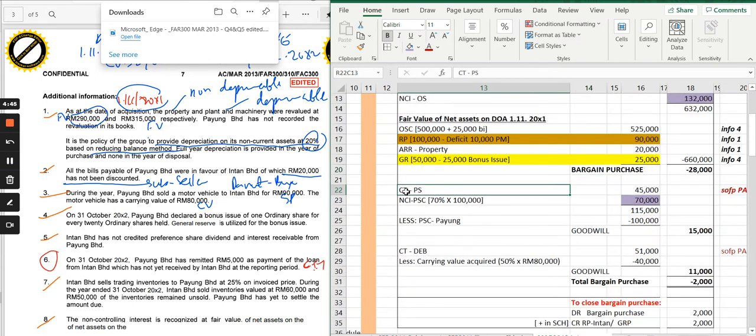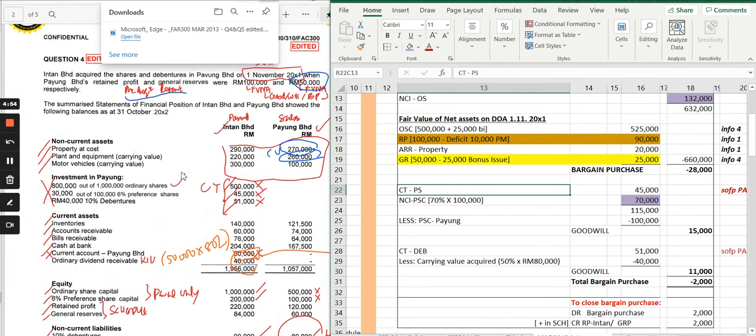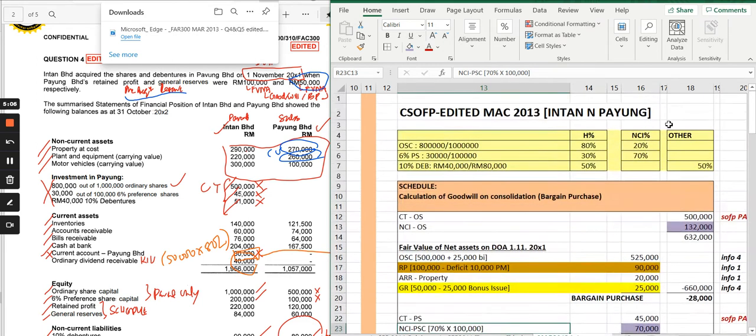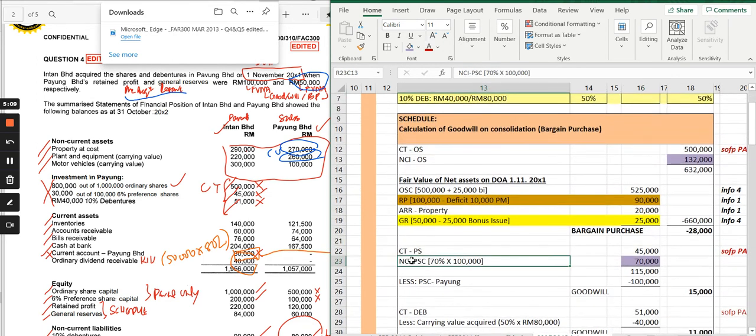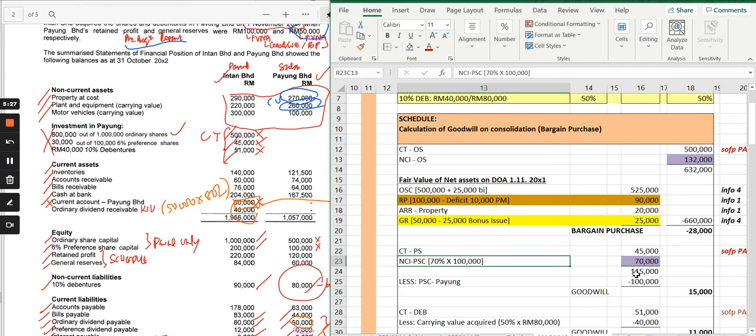Now we will go on finding out what is the goodwill, or if there is any bargain purchase, for the preference shares. For the preference shares, the consideration transferred, if you can see here, is 45,000. So put that 45,000 here. And then you need to add the non-controlling interest. To find the non-controlling interest, the percentage is here, 70%, and you will multiply it with the preference shares that you have in the subsidiary. So 30% was acquired by the parent, 70% is the one that relates to the non-controlling interest. So you have 70. You add up, you will get 115.